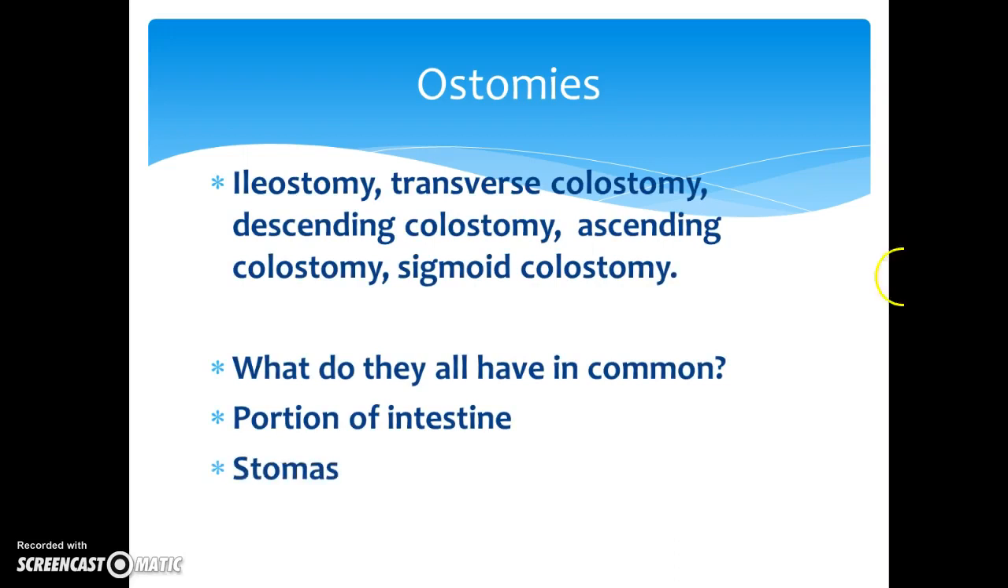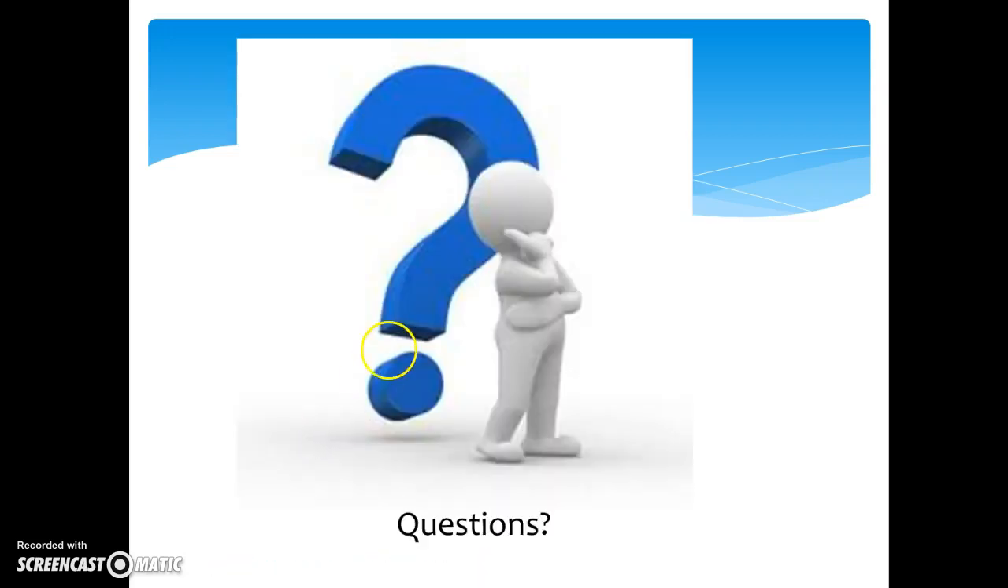We'll be discussing ostomies, and you'll have a chance to look at an ostomy in class. What do they all have in common? Take a peek at these different words here and think about the anatomy and physiology that you have taken in the past. These are all portions of the intestines. All ostomies have a stoma. Ostomy is an opening into. A stoma is the area that surrounds that opening. And again, we'll demo in the lab.